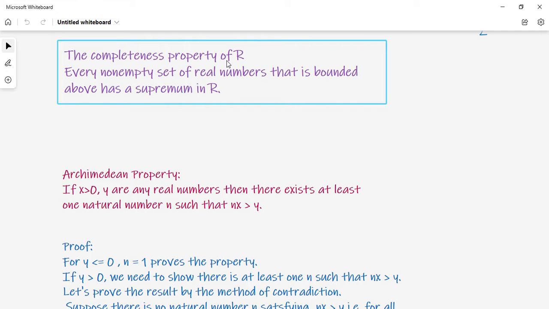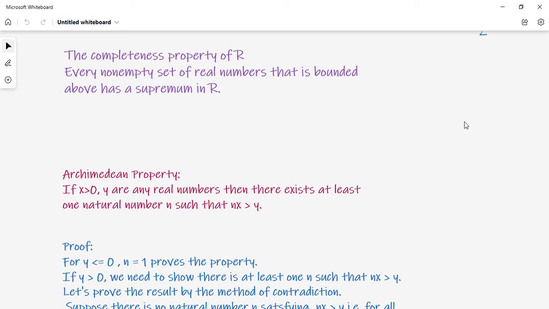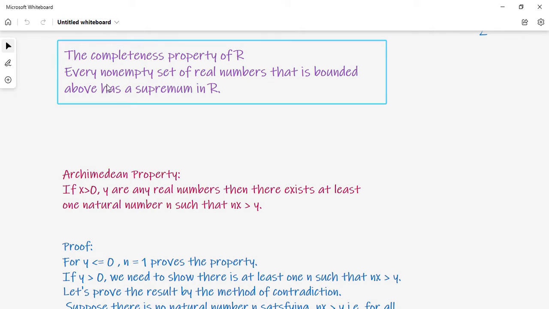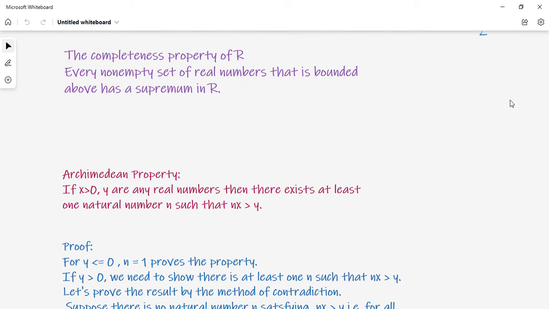By completeness, what do we mean? Every non-empty set of real numbers that is bounded above has a supremum in R. The set itself, though it is bounded above, may not have its supremum as its own member, but its supremum will always be a real number. This is the meaning of the completeness property of R.